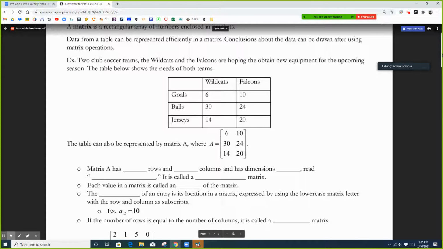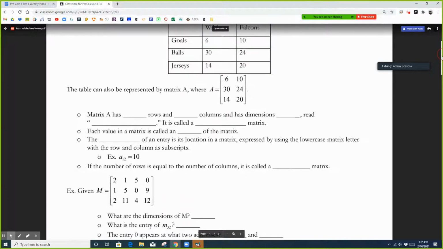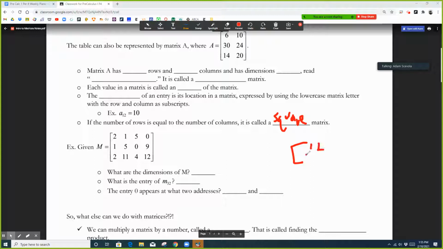And if the number of rows is equal to the number of columns, then that would be a square matrix. So I'm sure we'll see examples of those, but that's what goes here, square. All right, so an example of a square matrix real quick would be like 1, 2, 3, 4. It's got 2 rows, 2 columns, it's a square.